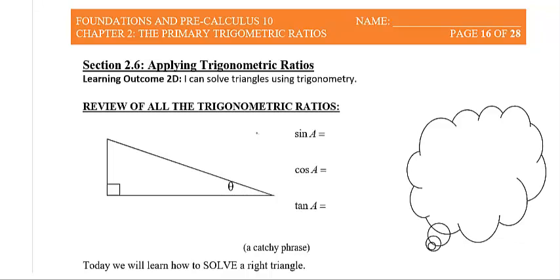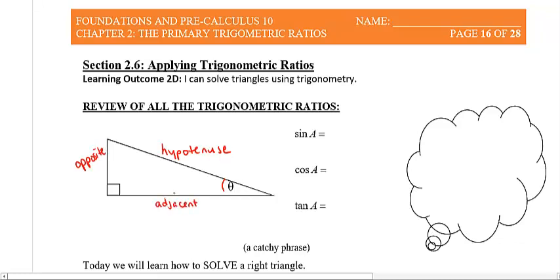We are going to apply all the trigonometric ratios to what we call solving triangles using trig. So here is the review of all the stuff you've done so far. Remember the target angle? Remember how we label the sides? The hypotenuse. Across from the target angle, the opposite. And the one next to the angle, adjacent.